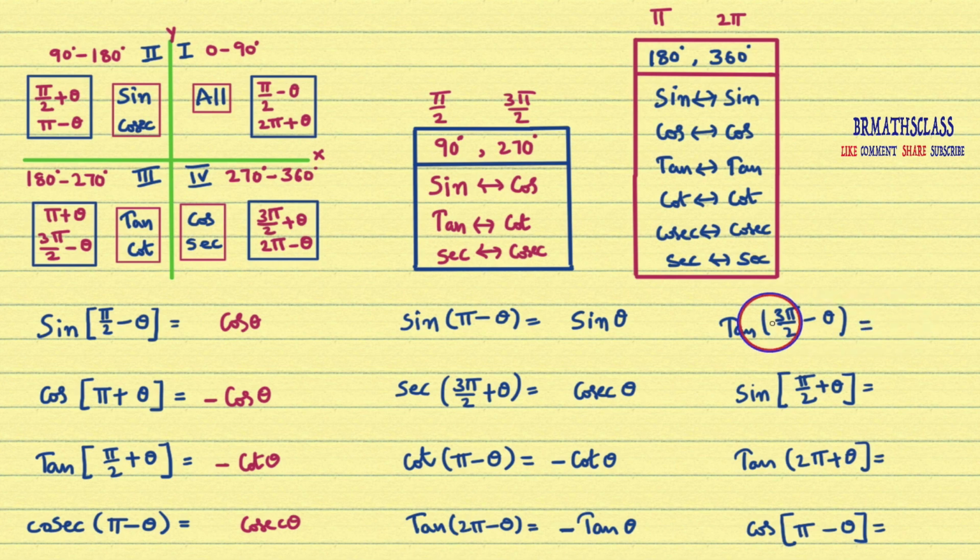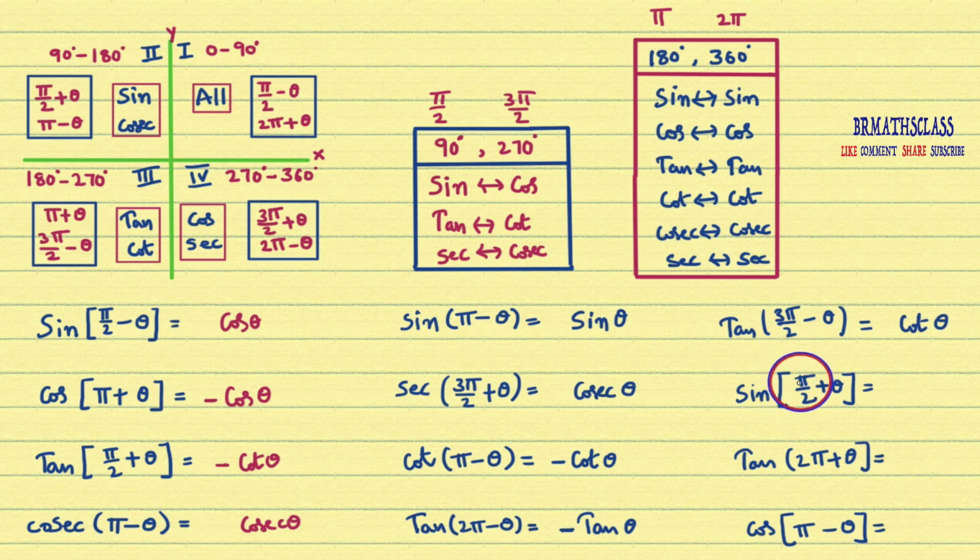Now you see tan of 3 pi by 2 minus theta. 3 pi by 2 is there. When 3 pi by 2 is there, the function changes. Tan changes to cot. So here you write cot theta. That is the first point. Second point, its sign. 3 pi by 2 minus theta is in the third quadrant. In the third quadrant tan is positive. So this is plus cot theta.